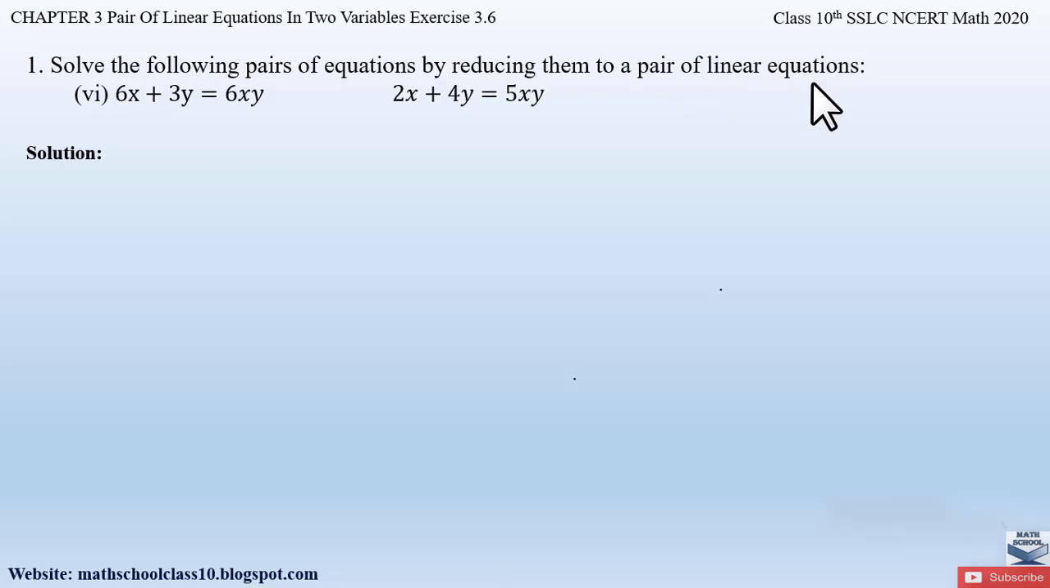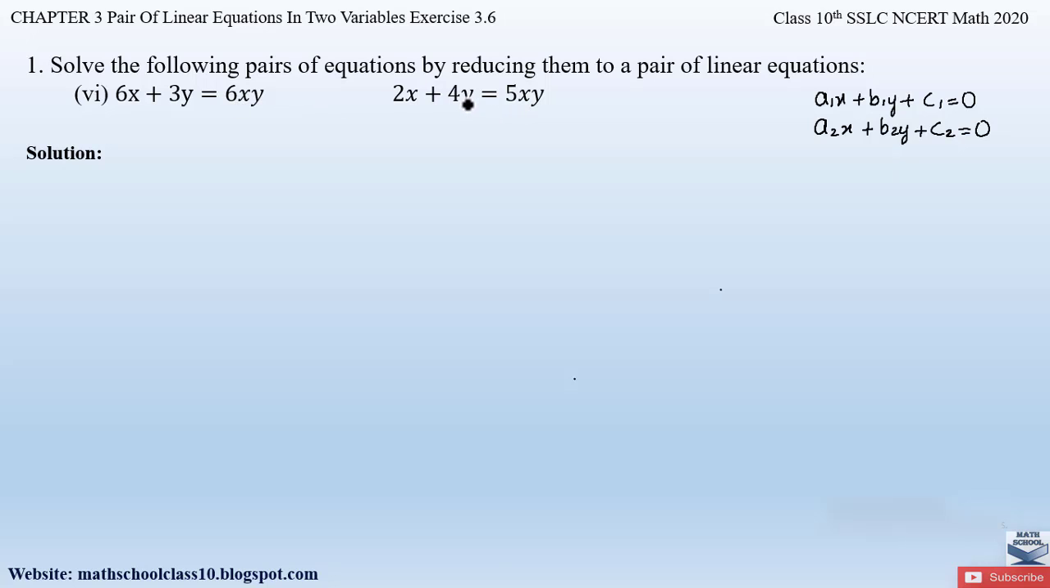General form of a pair of linear equations is given by a1x plus b1y plus c1 equal to 0 and a2x plus b2y plus c2 equal to 0. So here in the given equations you can observe that the constant which is on the right hand side also has the xy term, right? But the constant should be only the coefficient without any variable. So first we have to remove this xy term from the constant on the right hand side of the given equations.